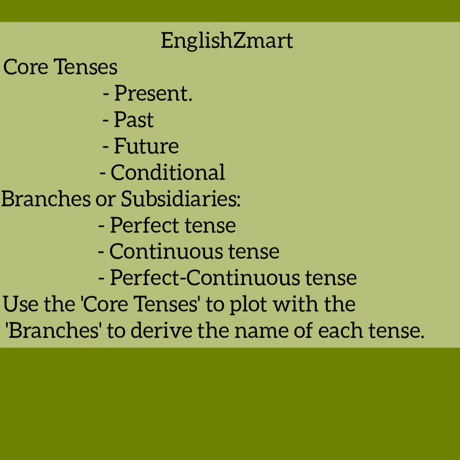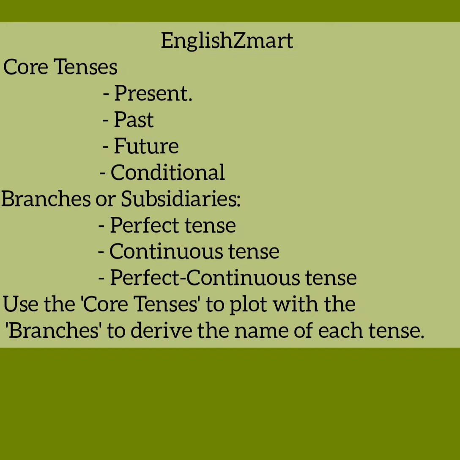The past plots with the perfect to form the past perfect tense. Then the past plots with the continuous to form the past continuous tense. Next, the past plots with the perfect continuous to form the past perfect continuous tense. Let's move on to the future.